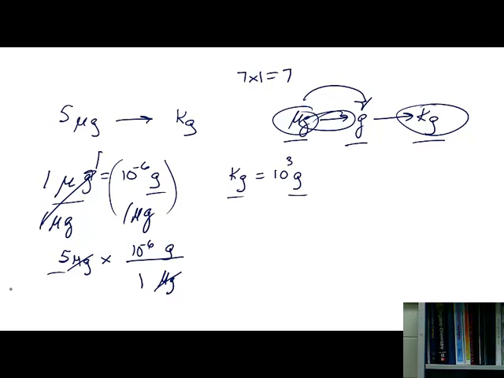All right. So here is the question, and this is what sparked the interest in creating this video: how do you put this in on your calculator? How do you multiply 5 micrograms times 10 to the negative 6 grams?